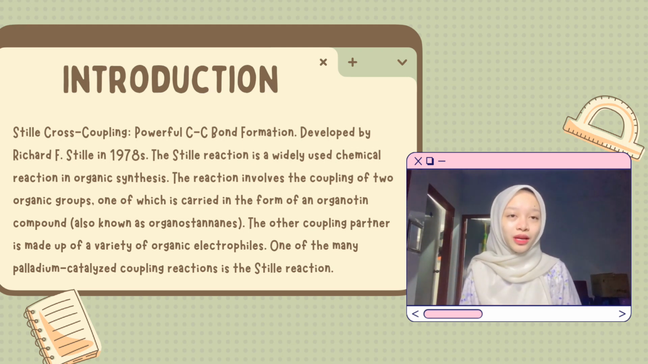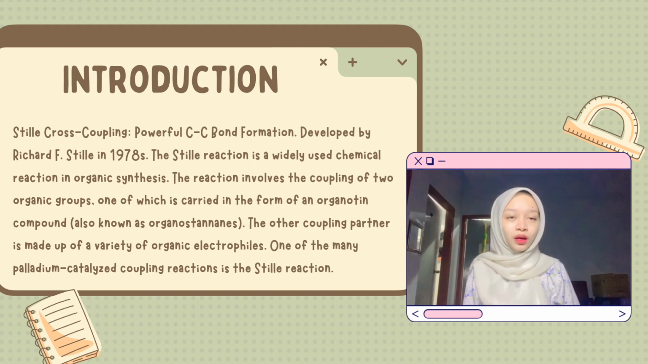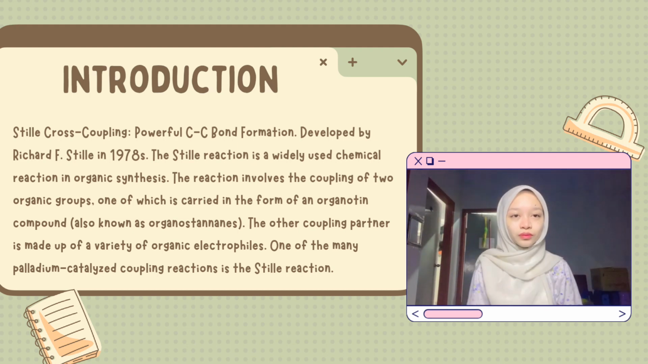Developed by Richard F. Stille in 1917, this reaction revolutionized organic chemistry. This Stille reaction involves coupling two organic groups. One of them is an organotin compound, or known as organostannane, which is acting as nucleophile. With the presence of palladium catalyst, the organotin compound reacts with organic electrophile, creating a new carbon-carbon bond.